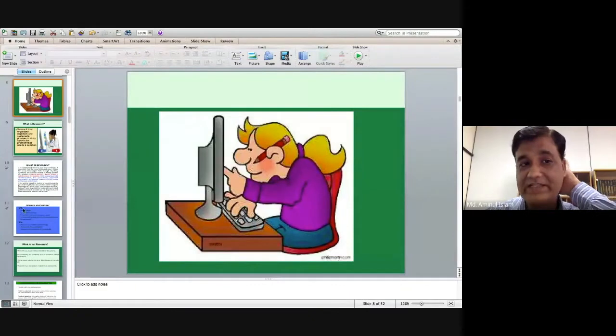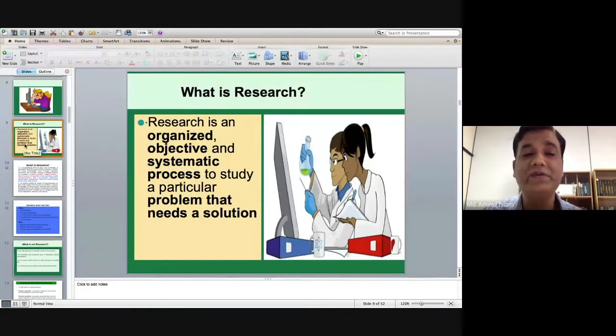But for social science, it is something else. It's different. So in a very organized definition, we say research is an organized, objective, and systematic process to study a particular problem that needs a solution. And that's what I want the participants to be always careful of. When we do research, there must be a problem in hand. If there's no problem, there's no research warranted, no research is needed. It requires a lot of time, you spend a lot of money, you need a lot of stamina and many things to conduct the research. So it has to be something purposeful. There must be a problem in hand.